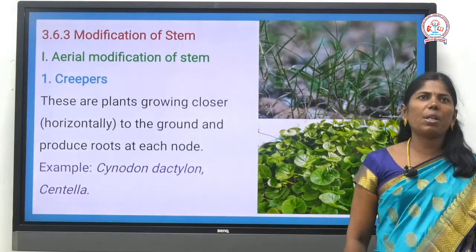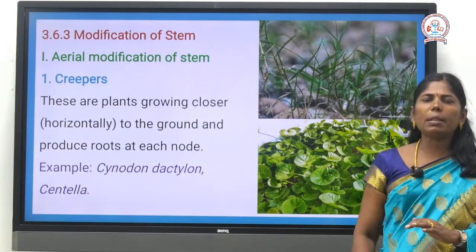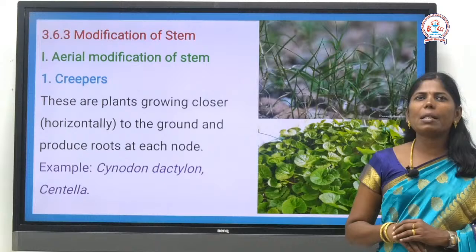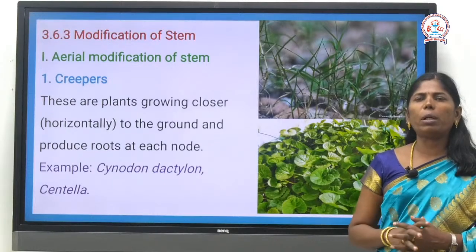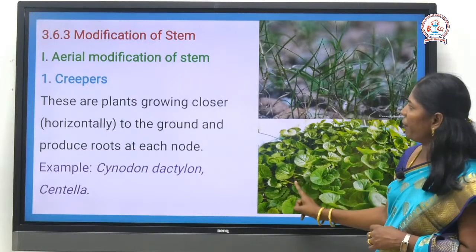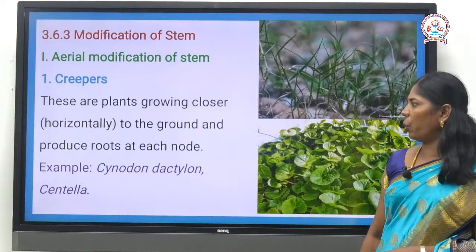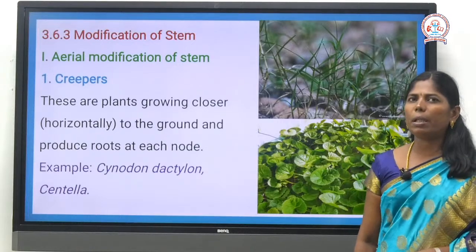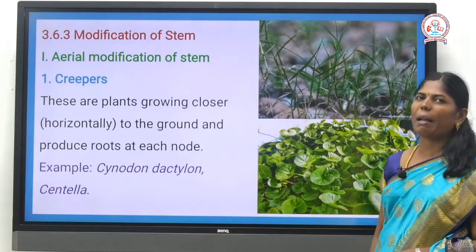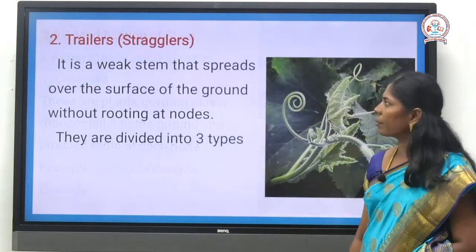The aerial modifications of the stem: there are creepers. What did we say about creepers? They grow close to the ground, horizontally close to the ground, and produce a root at each node. So from each node, roots form, didn't we say? Examples are Cynodon dactylon and Centella. That is an example for the grasses.